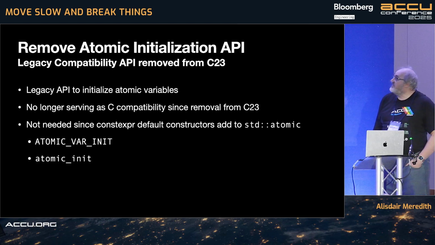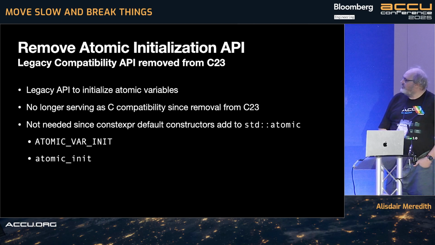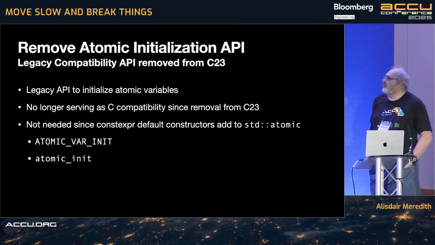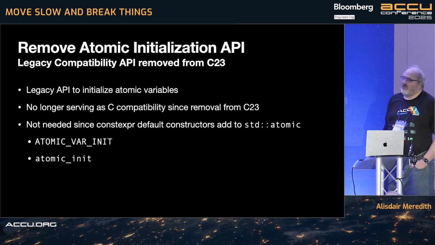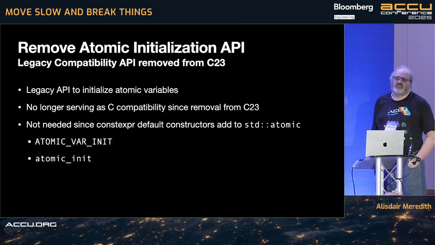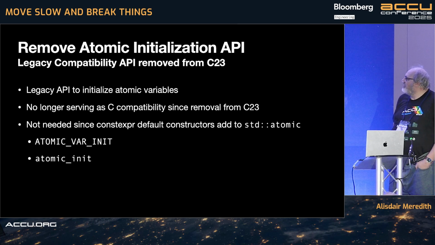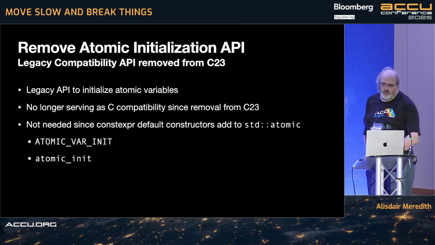And finally, we've got the atomic initialization API, ATOMIC_VAR_INIT and atomic_init. These were part of the original atomic API in C++11, before we understood that, yes, we could just have constexpr constructors, and therefore we could safely initialize these things with their constexpr default constructor without needing a special macro or other interface to do so. This was also part of the C compatibility interface, but C23 no longer has these. So yeah, those can just come out. And hopefully, since they've been deprecated for quite a while, that's not going to impact any real world code.